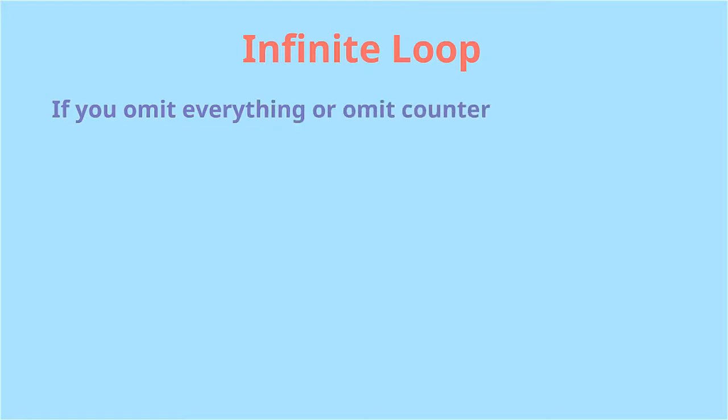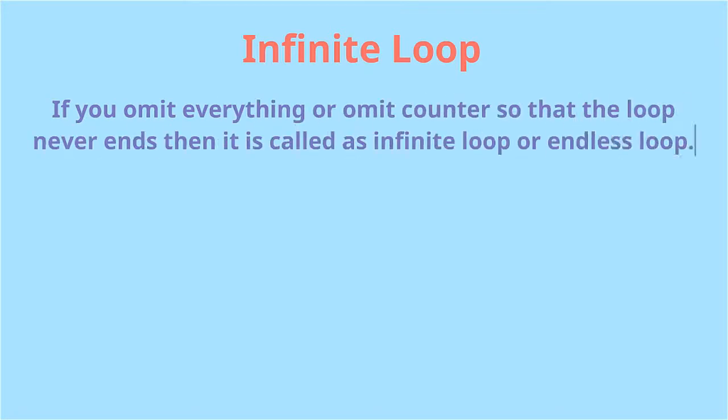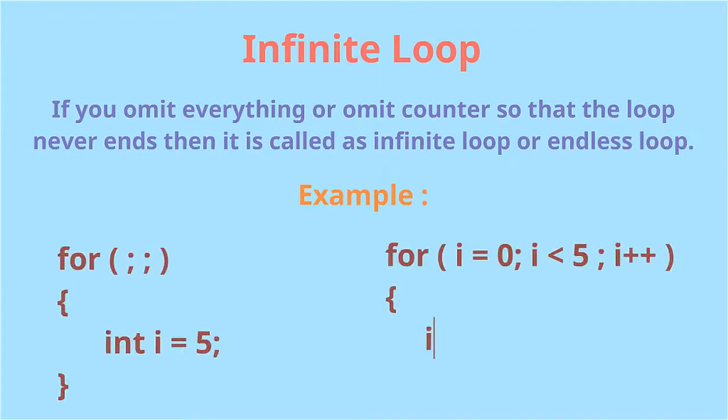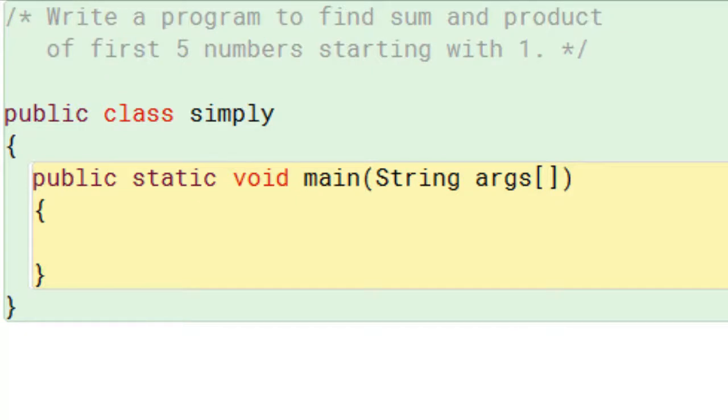We also have infinite loop. Within the for loop, if you omit everything or omit counter so that the loop never ends, then it is called as infinite loop or endless loop. Let's now write some programs using for loop.